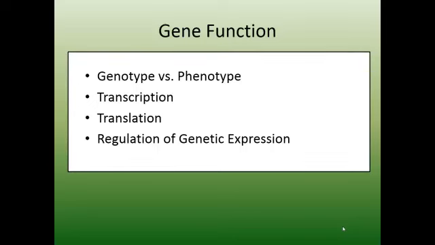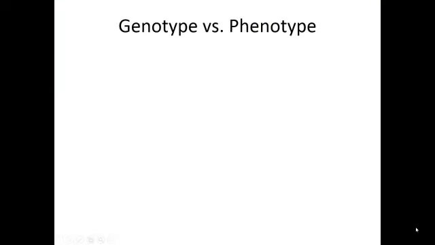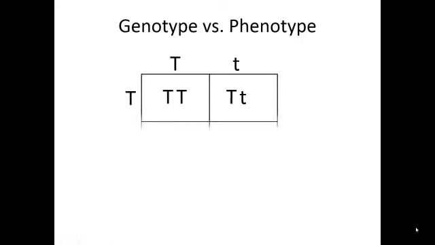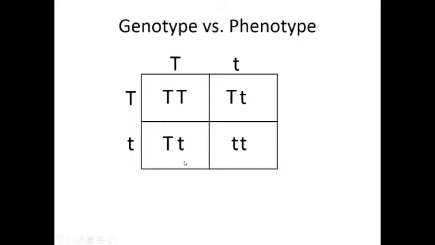So, in this topic, we're going to cover genotype versus phenotype, transcription, translation, and regulation of genetic expression. In talking about genotype versus phenotype, what you're used to from Biology 201 is something represented like this with the Punnett square, where you have the genes of the organism, but what the phenotype is related to whether those genes are dominant or recessive. Well, this is true of organisms that are diploid, that have 2 copies of their chromosomes.